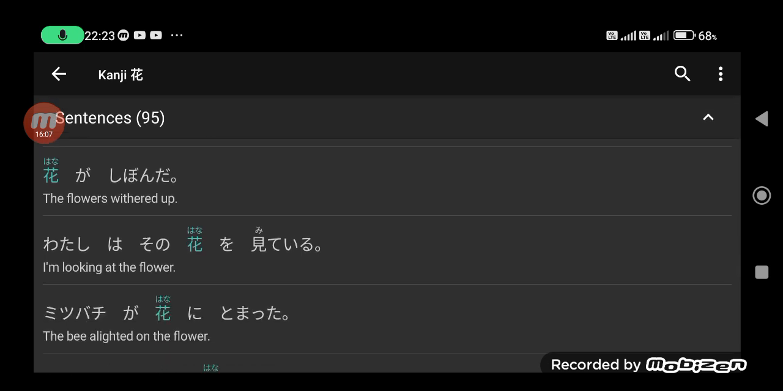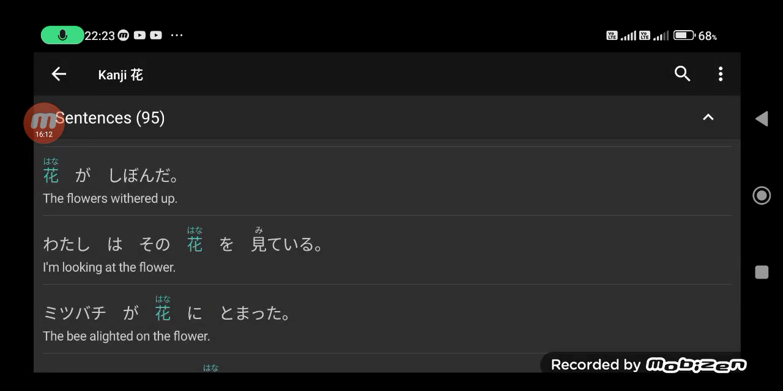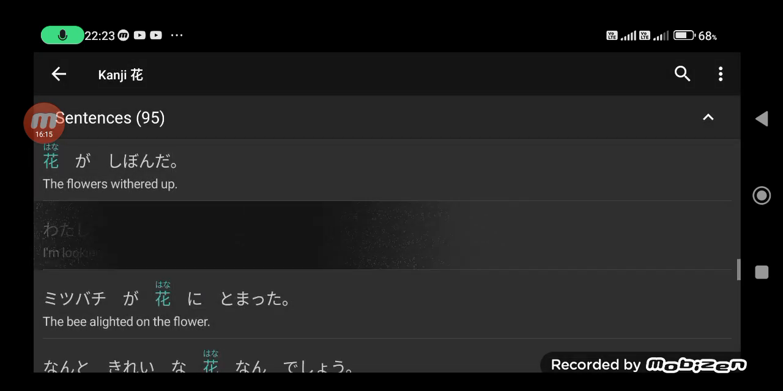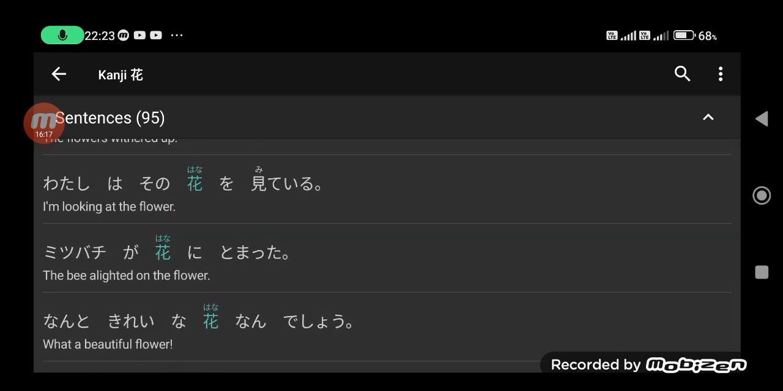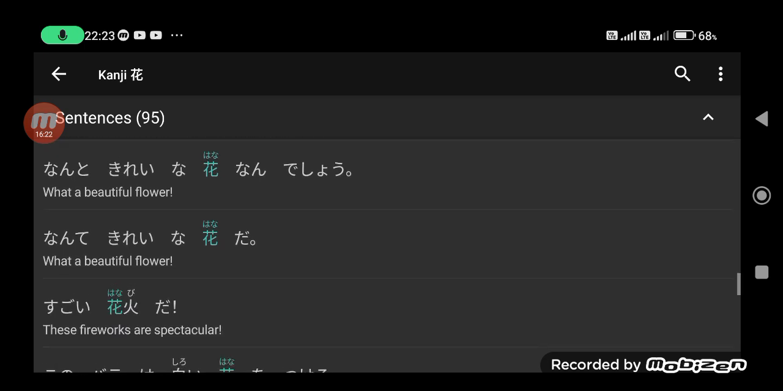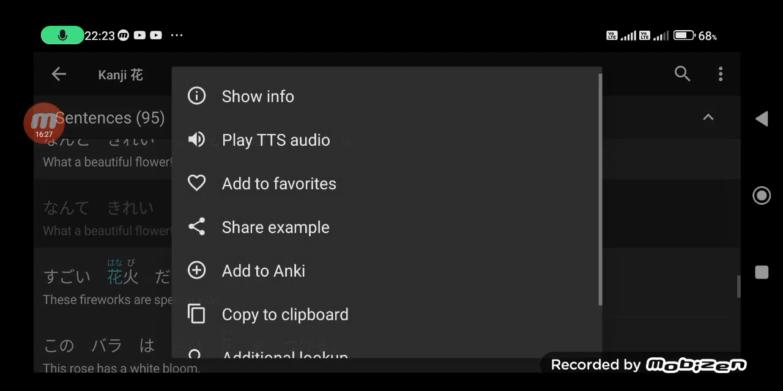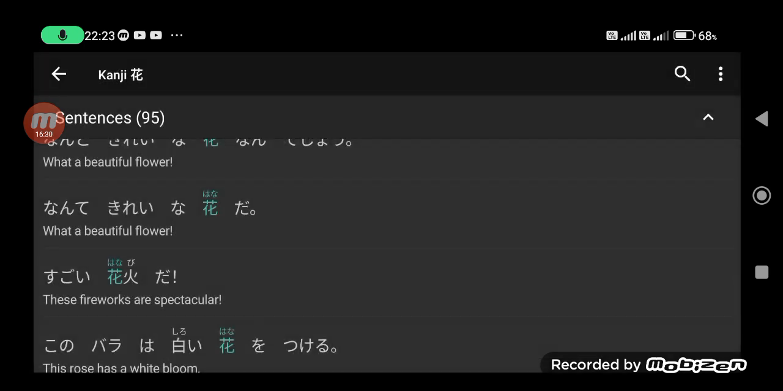Okay, the flowers withered up. 花がしぼんだ, shibonda. For other sentences, minasan, please just screenshot those since we want to save time. Okay. What a beautiful flower. Nante kirei na hana da. なんて綺麗な花だ. Nante is an interjection expression in Japanese that means you're being amazed or surprised, in either a positive or negative way. Nante kirei na hana da.